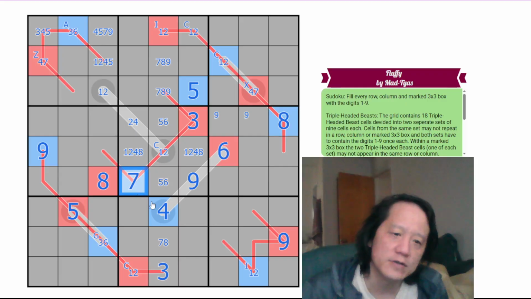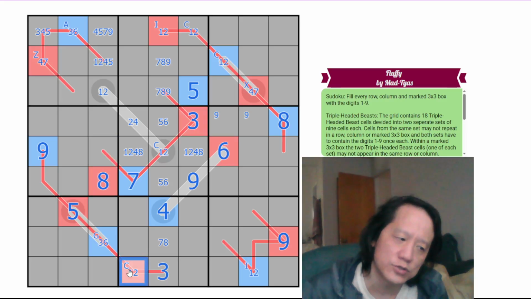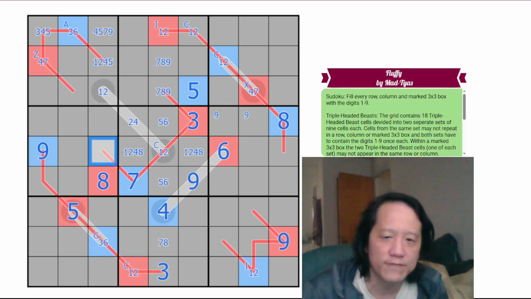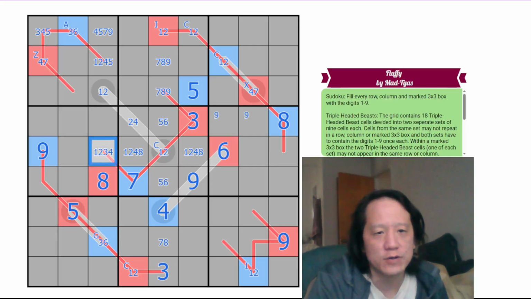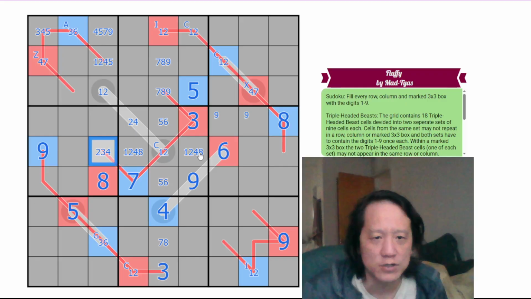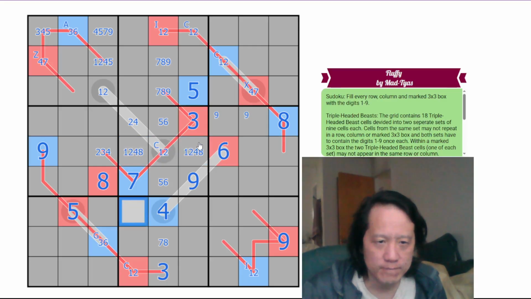This is 7. Sorry, not 7. Doesn't matter. 2, 3, and 8 add up to 13, which is 9 away from 4. So this is 1 through 4 here. This cannot be 1 because one of these 3 is 1 here. So it's 2, 3, or 4 here. I cannot be here. Okay, so where's 9?